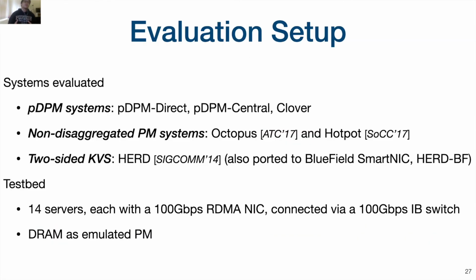In order to understand the PDPN systems and how they compare to active DPN, we carry out an extensive set of experiments. We run 3 PDPN systems: PDPN Direct, PDPN Central, and Clover. We run 2 non-disaggregated systems, Octopus and Hotpot, and the two-sided RPC system called HERD. We also port HERD to BlueField. Both of them serve as active DPN systems. We use a cluster of 14 machines, each one with a 100 Gbps RDMA NIC, connected via a 100 Gbps IP switch. We were not able to get hold of real persistent memory, therefore we use DRAM to emulate persistent memory performance.